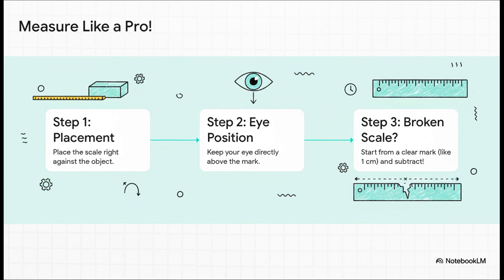All right, let's talk about how to measure correctly, because questions on this come up all the time. 3 simple steps to measure like a pro. 1. Make sure your scale is placed flat, right against the object. 2. Look from directly above the mark, not from the side, okay? This avoids mistakes. And 3. If your scale is broken at the 0 mark, no problem. Just start from another clear mark, maybe the 1 centimeter mark, and then just remember to subtract that 1 centimeter from your final reading. Easy.